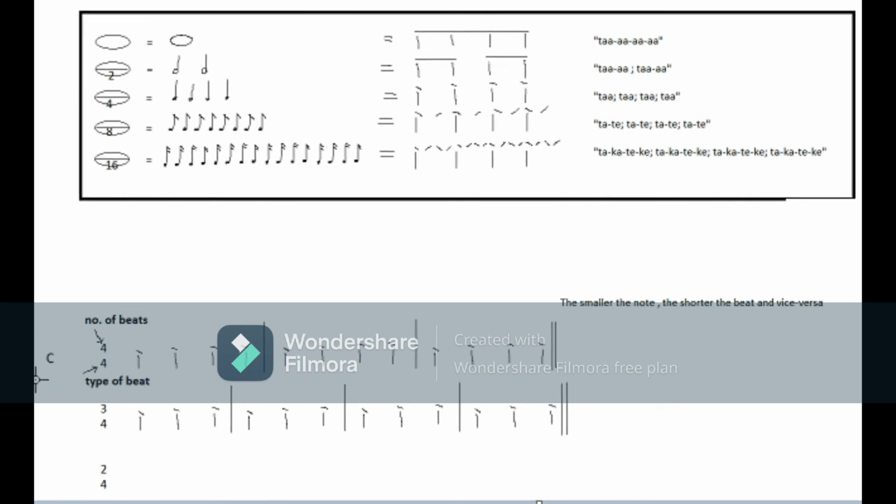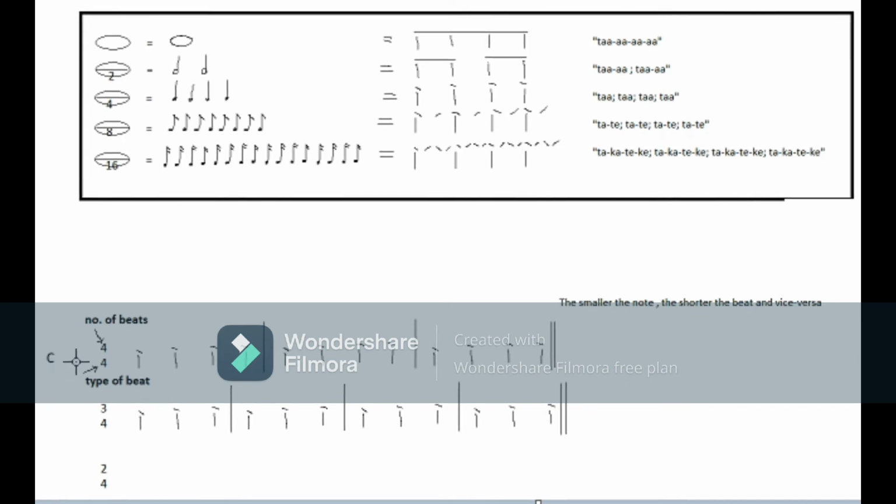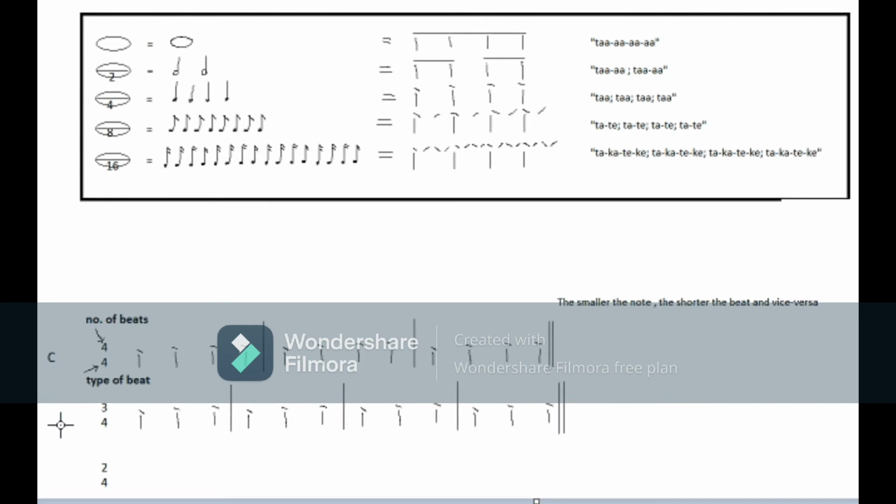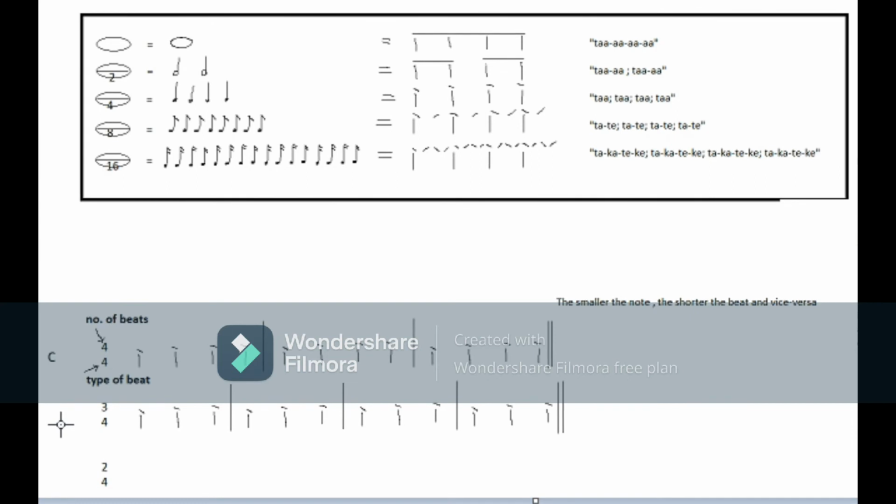4/4 time is known as common time. Will you be able to explain why that is also known as common time? My guess is that it's the most commonly used time signature in music. Perhaps you can enlighten me further.